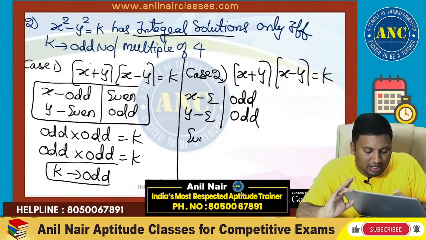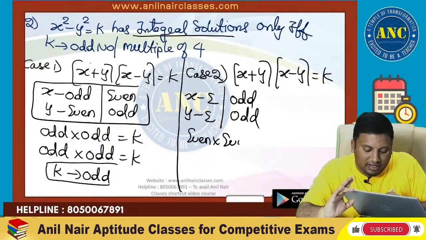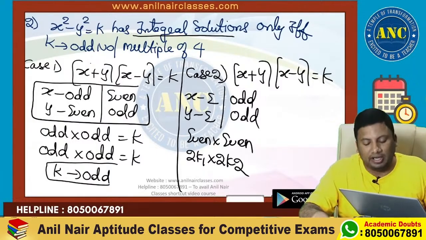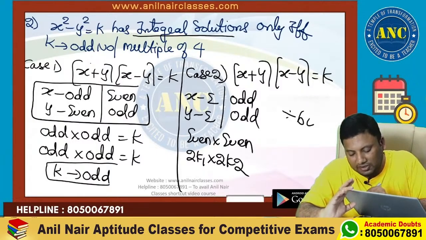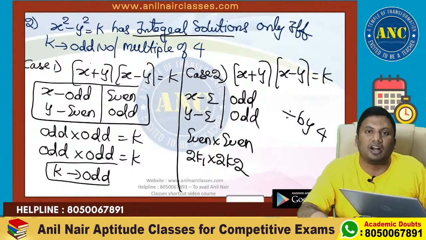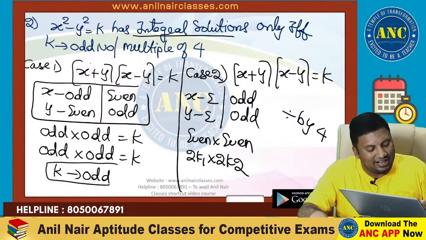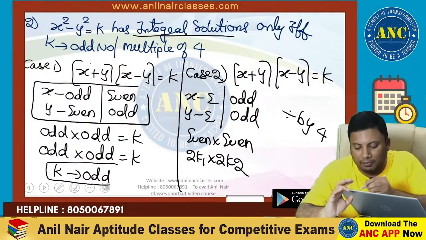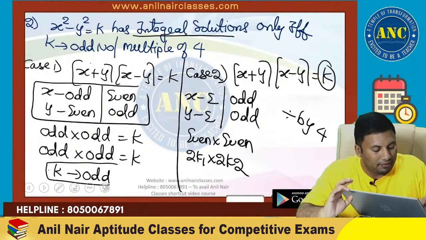Even plus even is even. Even minus even is even. An even number is of the form 2k1, and this one is of the form 2k2. 2k1 into 2k2: the answer is divisible by 4. Odd plus odd is even. Odd minus odd is even. That means the right hand side will be divisible by 4.